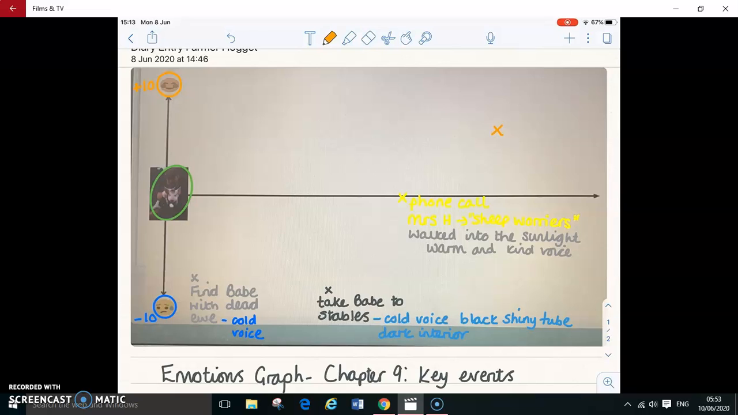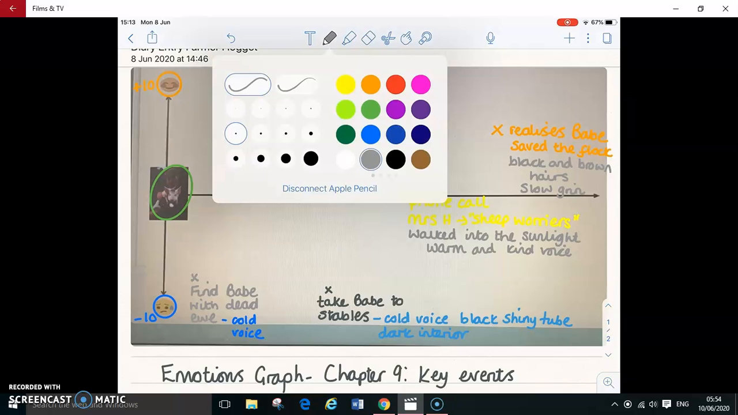So, final point in the chapter, and you can see I've put this at about a +8, because this is where Farmer Hoggett realises that Babe isn't evil and unkind. He hasn't killed Ma, the ewe. He's actually saved the flock, and he spots that he has got black and brown hair on his mouth and around his snout. Then he comes to realise that actually Babe's the hero. He has saved everybody, and there's a slow grin.